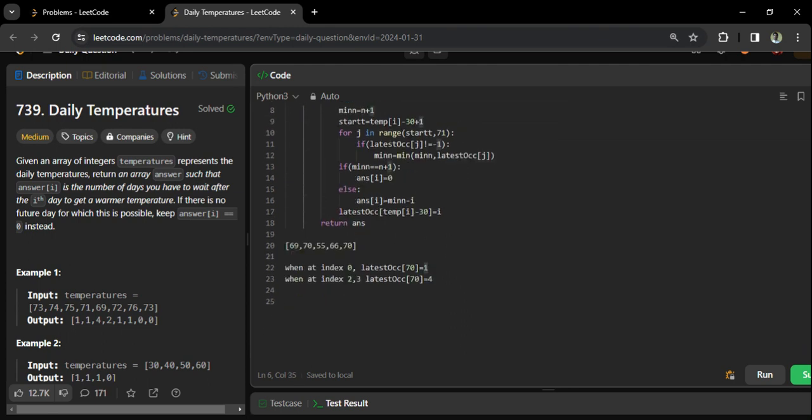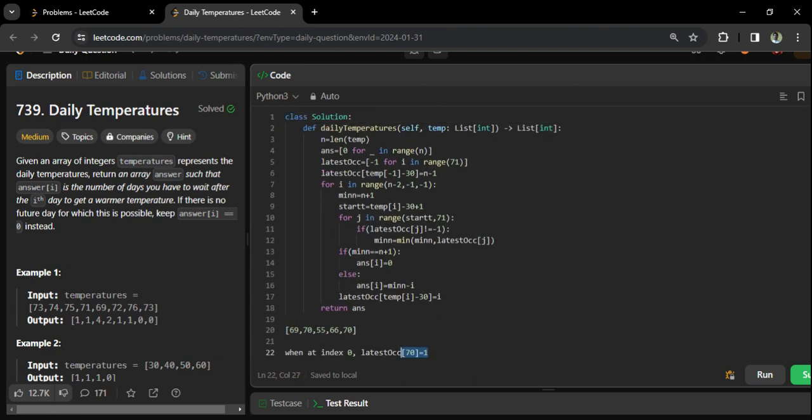For example, in this case, I will start from the right and go from right to left. Whenever I'm witnessing an index, I will fill it. For example, in this case, 70 initially will have the latest location 4. As and when I progress from right to left, this 70 will come. Once this 70 comes, I will update it from 4 to 1. As simple as that. That is the basic idea.